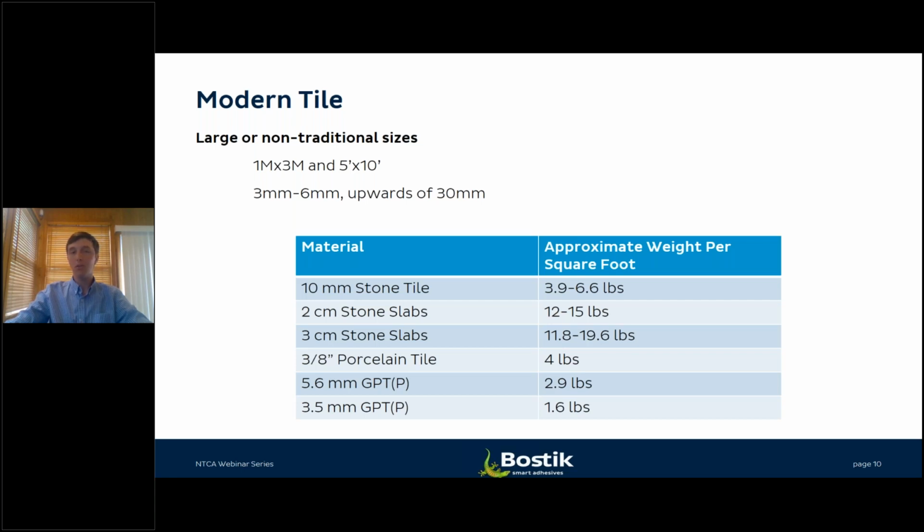But even in comparison to porcelain tile, which 3/8 comes in around 4 pounds, you'll see that these gauge porcelain tile panels have a range, at least approximately, from anywhere around 1.6 pounds per square foot to 2.9. That is significantly lower per square foot than what you'll find with the rest of the gauge porcelain, with the rest of the tile market.